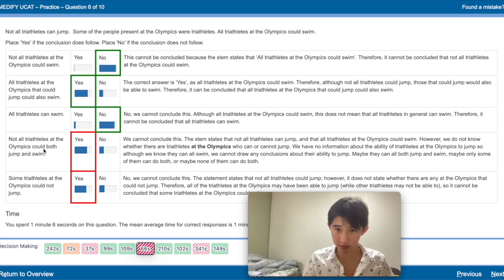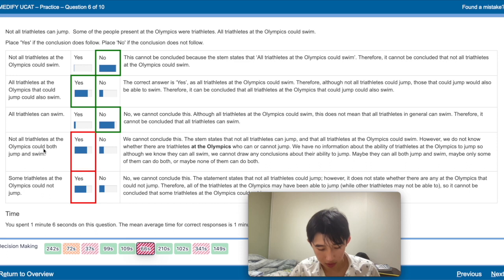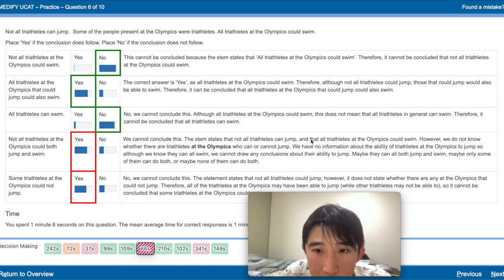Let's do a Venn diagram just to make my mind clear. So Venn diagram, swim and jump, and then we've got: not all triathletes can jump. Some at the Olympics were triathletes. All triathletes at the Olympics could swim. No triathletes at the Olympics. Something that not all triathletes can jump, that all triathletes could swim.